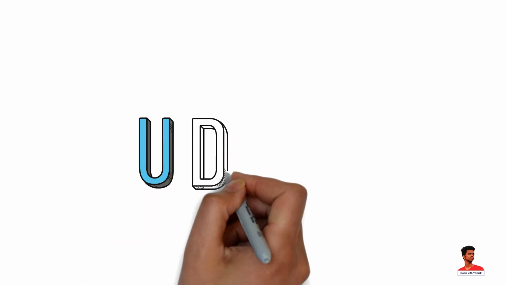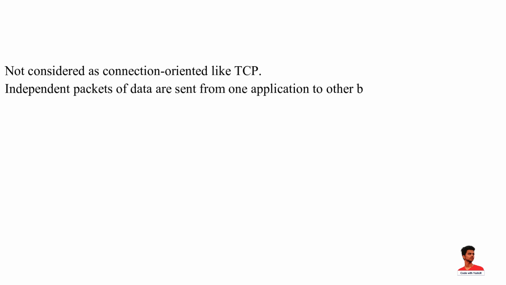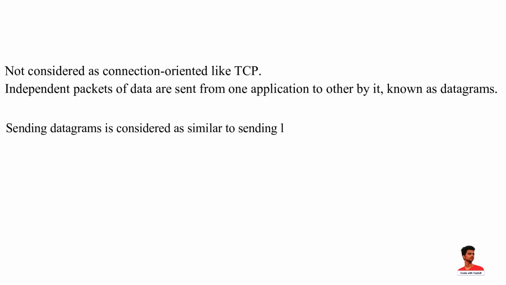UDP, User Datagram Protocol, is a protocol that sends independent packets of data called datagrams from one computer to another with no guarantee about the arrival. The communication provided by UDP between two applications on the network does not provide assurance about reliable transfer of data to the destination. UDP is not considered connection-oriented like TCP. Instead, independent packets of data, known as datagrams, are sent from one application to another. Sending datagrams is similar to sending letters via the postal service. The delivery sequence is not important and also not guaranteed.